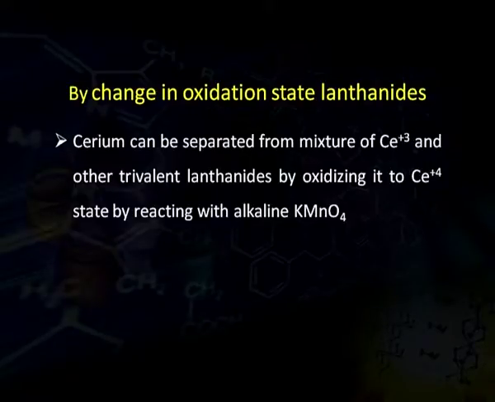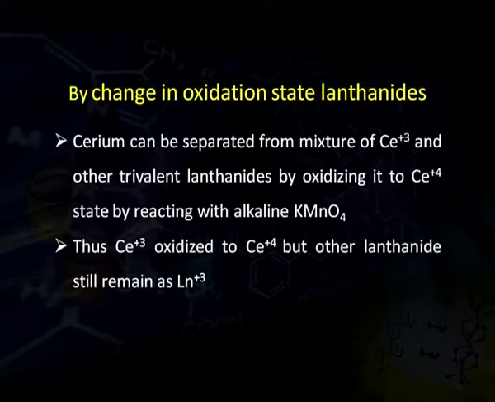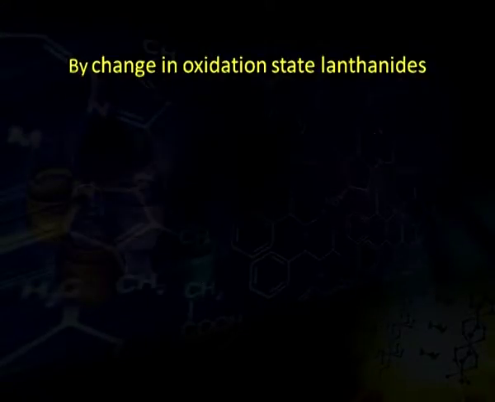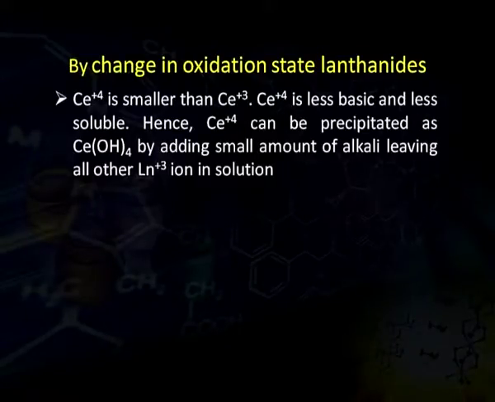Cerium can be separated from a mixture of cerium and other trivalent lanthanides by oxidizing it to the +4 oxidation state by reacting with alkaline potassium permanganate. Thus, cerium +3 is oxidized to +4, but other lanthanides still remain in the +3 state. Cerium +4 has a smaller size as compared to the +3 state. Thus, the cerium +4 state is less basic and also has less solubility. Hence, cerium +4 can be precipitated as ceric hydroxide by adding a small amount of alkali, leaving all the other lanthanides in +3 state in the solution.